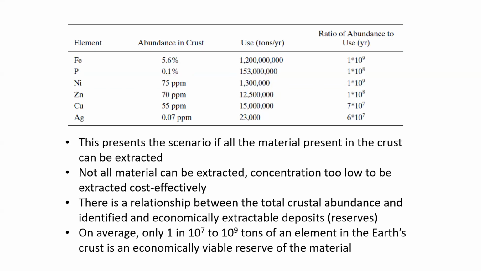So if all material present in the crust could be extracted, but not all material can be extracted. This presents the scenario that everything can be extracted, but concentration becomes too low to be extracted cost effectively. So there is a relationship between the total crust abundance and economically extractable deposits. So you have to look at the reserves. You may have some things, but what is really extractable? Only 1 in 10 to the power of 7 to 10 to the power of 9 tons of an element in the earth's crust is economically viable.